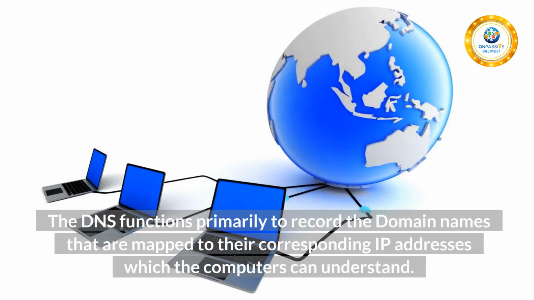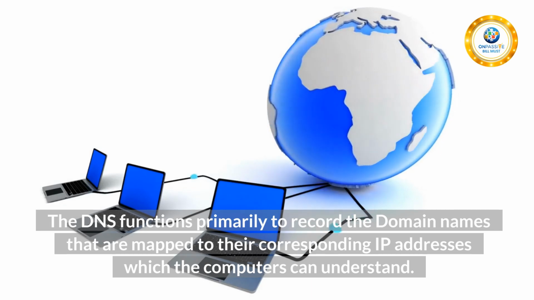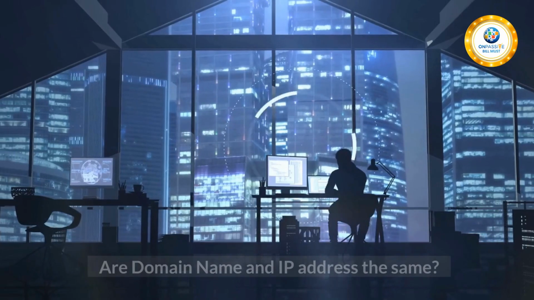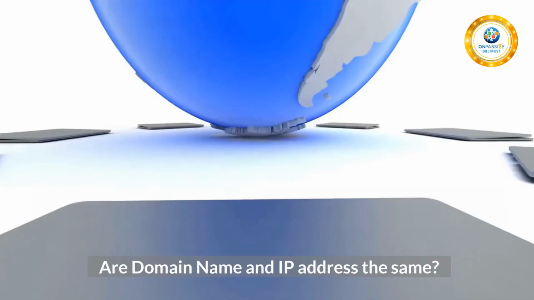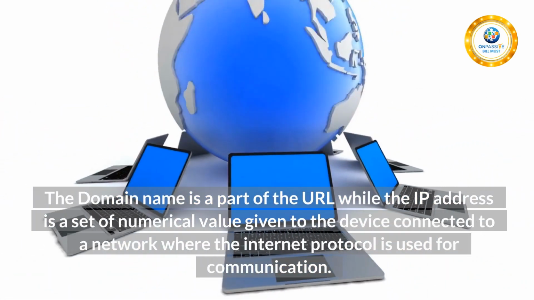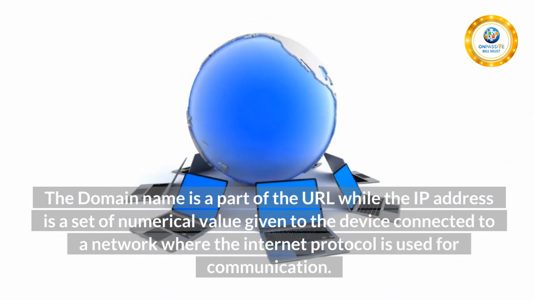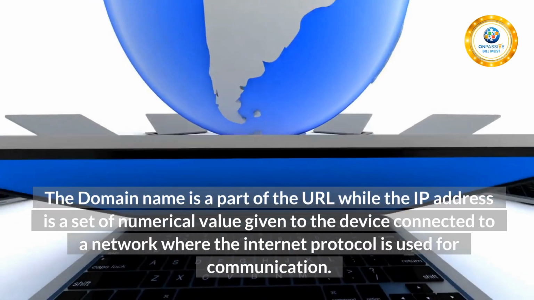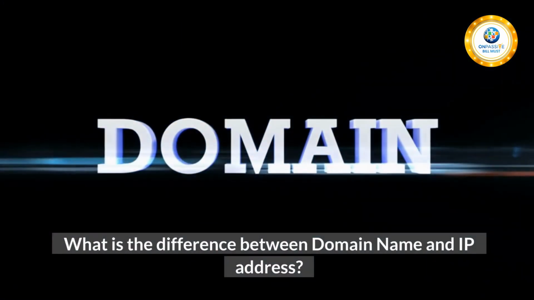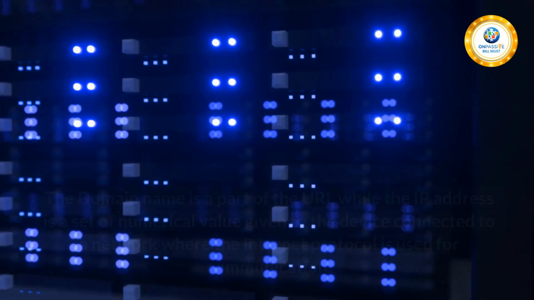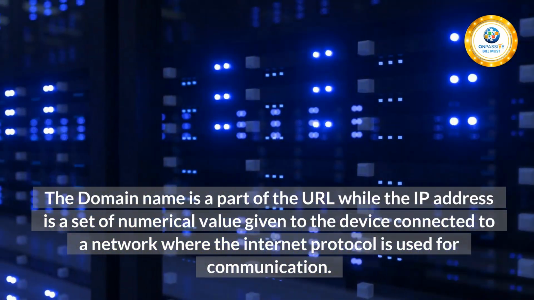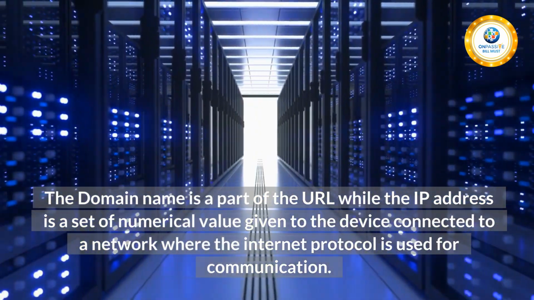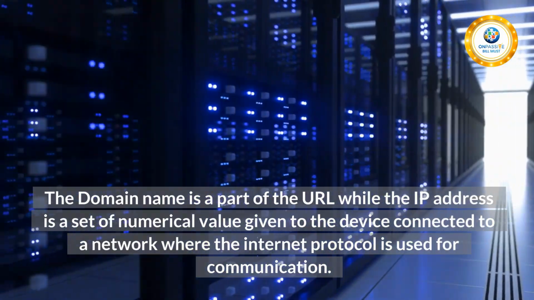What is the function of DNS? The DNS functions primarily to record the domain names that are mapped to their corresponding IP addresses which the computers can understand. Are domain name and IP address the same? The domain name is a part of the URL while the IP address is a set of numerical values given to the device connected to a network where the Internet Protocol is used for communication. What is the difference between domain name and IP address? The domain name is a part of the URL while the IP address is a set of numerical values given to the device connected to a network where the Internet Protocol is used for communication.